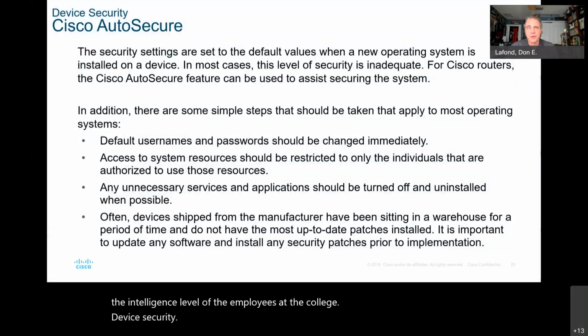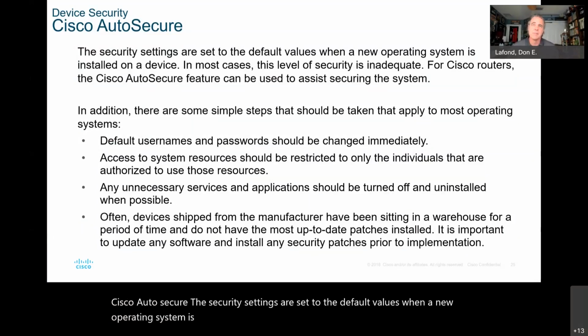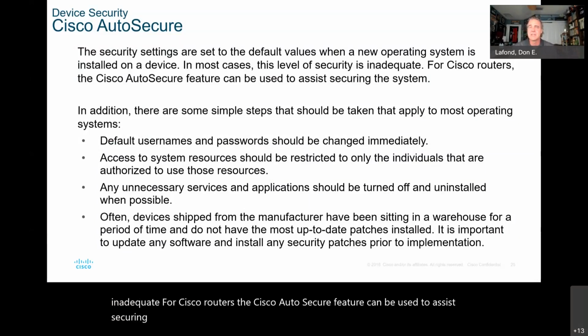Cisco Auto Secure. The security settings are set to the default values when a new operating system is installed on a device. In most cases, this level of security is inadequate. For Cisco routers, the Cisco Auto Secure feature can be used to assist securing the system. In addition, there are several simple steps that should be taken that apply to most operating systems.